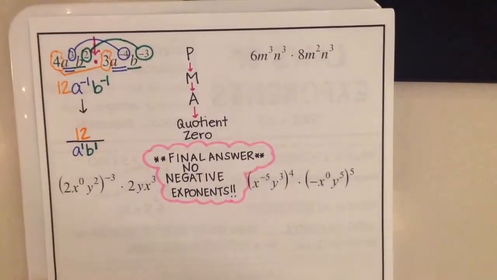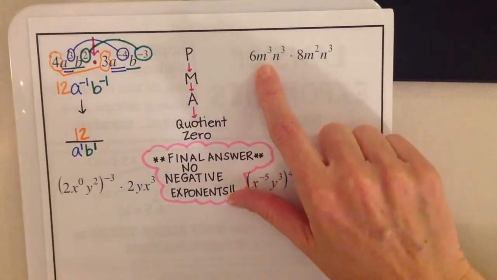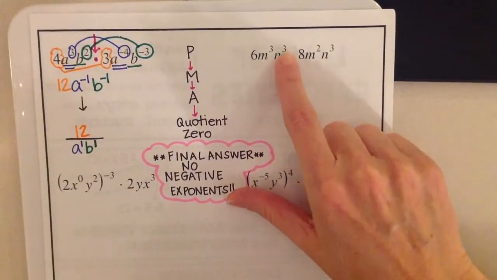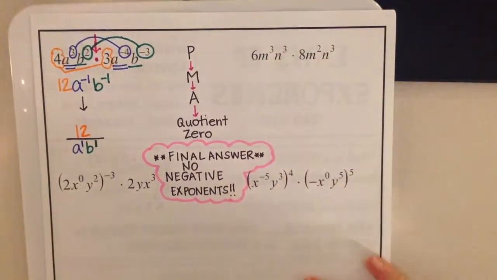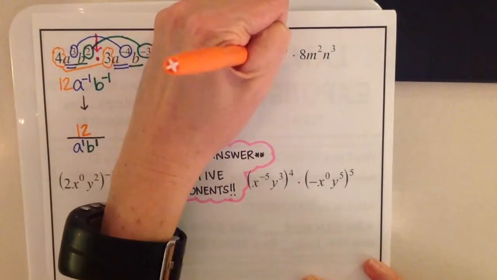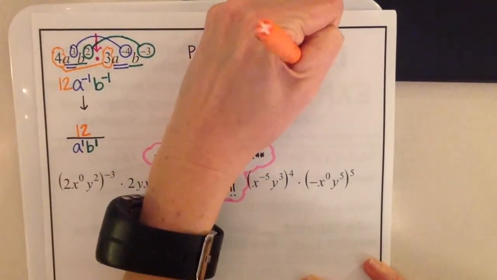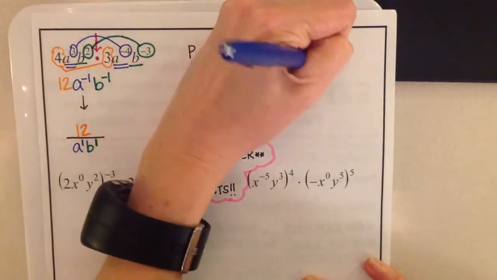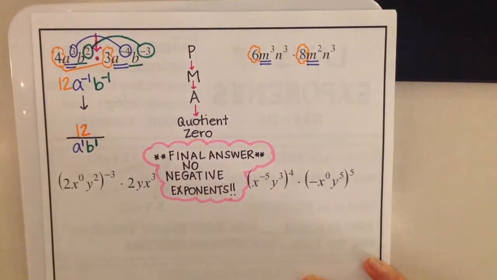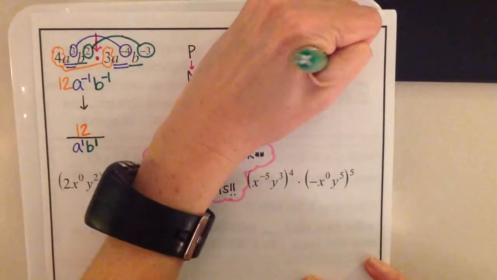So the next example, I have 6 times m to the power of 3 times n to the power of 3, all multiplied by 8 times m to the power of 2, n to the power of 2. So again, we're going to start off by identifying all of our bases. Those include the numbers. So I've got a 6 and an 8. I see an m here, and then I also have a base of n here and here.